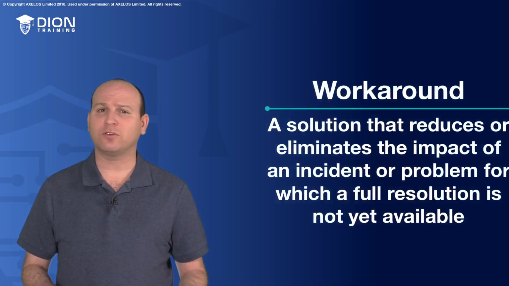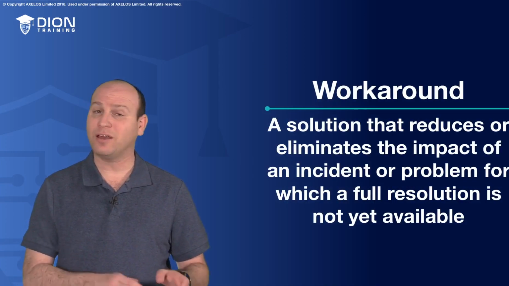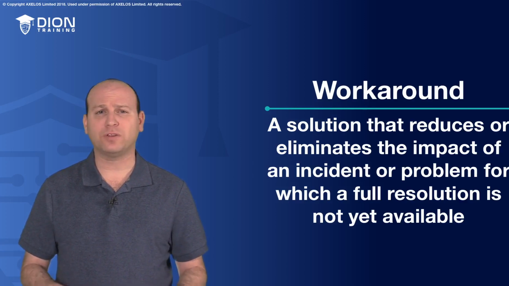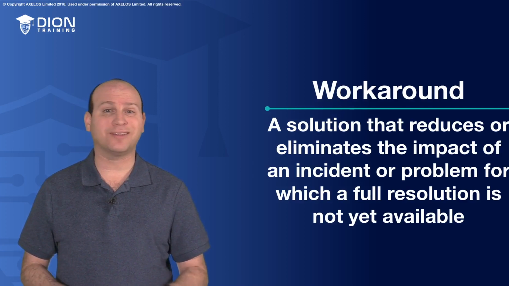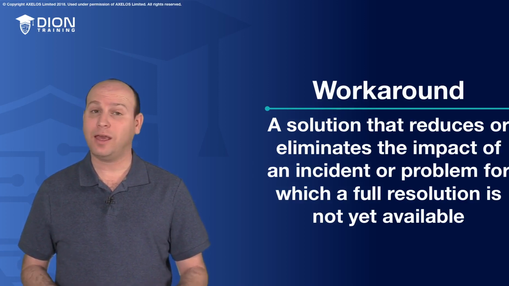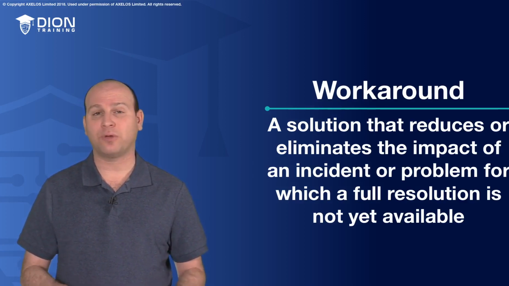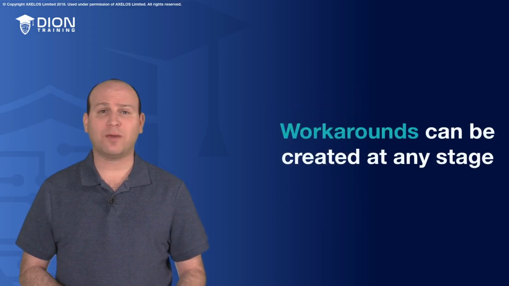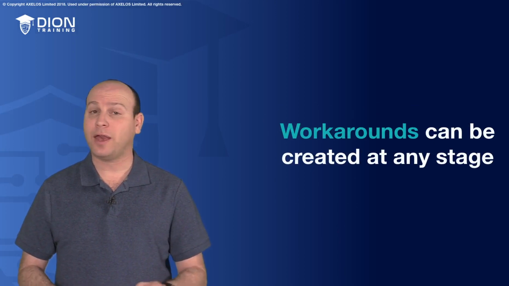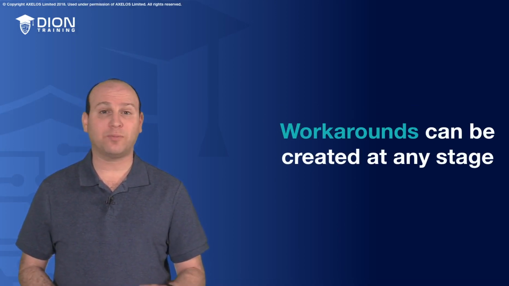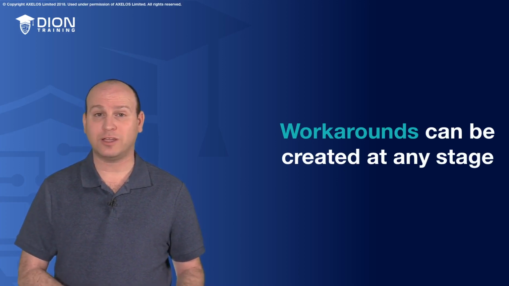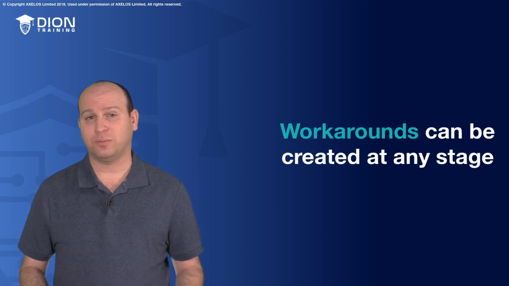A workaround is a solution that reduces or eliminates the impact of an incident or problem for which a full resolution is not yet available. Sometimes these workarounds will help you to reduce the likelihood of incidents occurring again, and these workarounds are documented in your problem records. Workarounds can be created at any stage, and they don't need to wait for you to fully analyze the problem and have the full, complete solution done. Instead, if you have a workaround that's been documented early in the problem control stage, then this can be reviewed and improved after the problem analysis is fully completed.